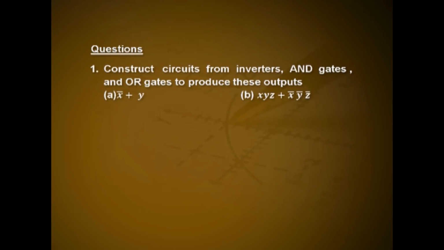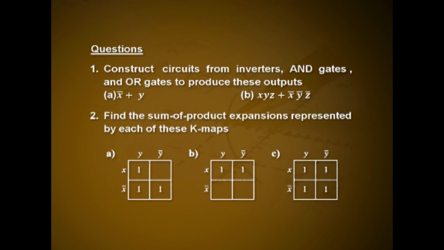Here are some exercise problems to test your knowledge. First one, construct circuits from inverters, AND gates and OR gates to produce these outputs: A, x bar plus y, B, x y z plus x bar y bar z bar. Second one, find the sum of product expansions represented by each of these K-maps. Third one, use a K-map to find a minimal expansion as a Boolean sum of Boolean products of the function x into y plus x into y bar of Boolean variables x and y.